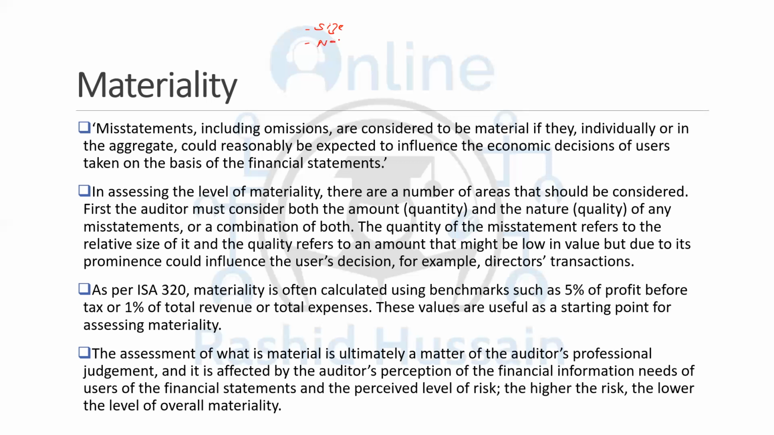Similarly, the nature of the entities is different. Some operations are easy and simple, and some operations are really complex. Then you talk about the system. Some systems are very strong, some systems are weak. The level of audit risk, that means the chance of the financial statements being materially misstated, is high in some cases and low in others. So these are the factors which affect materiality.